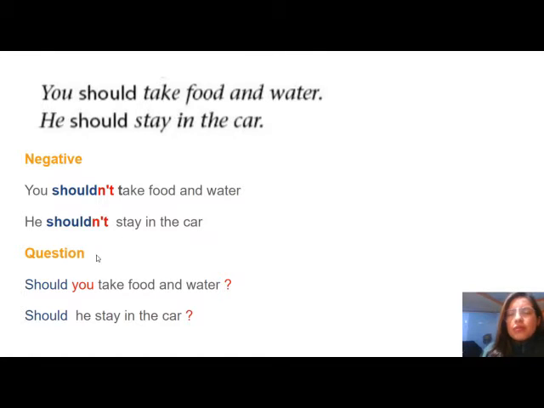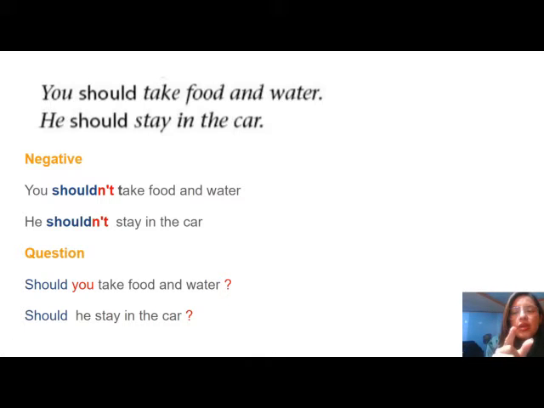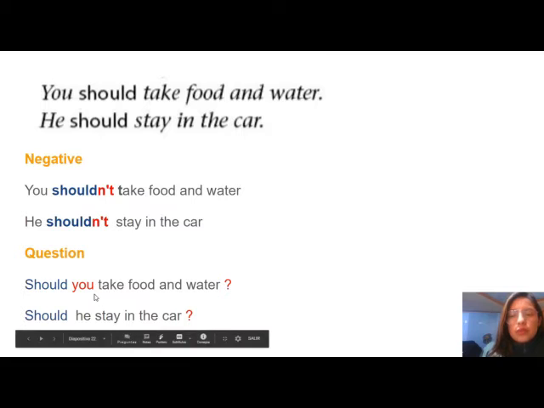In question. ¿Qué pasa en las preguntas? In question, you have to change the first part. The subject and the modal. You have to write in the first part the modal and then y después el sujeto. Okay? For example, in affirmative, siempre vamos a ver para hacer las preguntas las oraciones afirmativas. Okay? You should take food and water. Now, changing question. Should in the first part, then the subject, you.